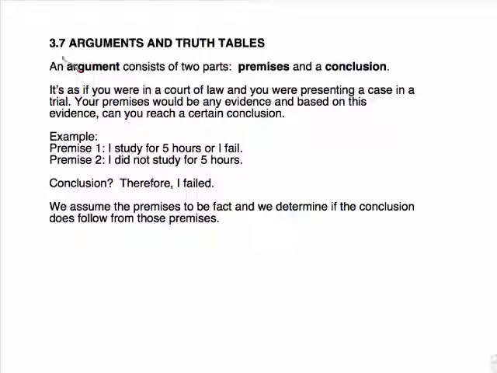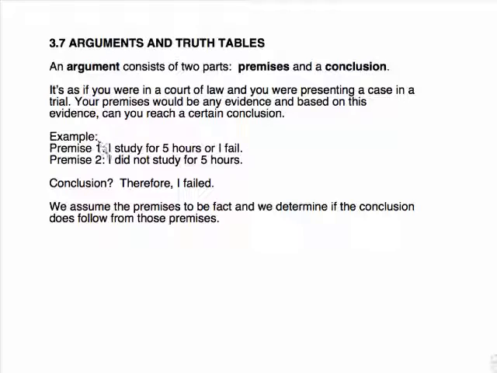This video is on section 3.7, Arguments and Truth Tables. An argument consists of two parts, some premises and a conclusion. It's as if you were in a court of law and you were presenting a case at a trial. Your premises would be any evidence that you produce, and based on this evidence, can you reach a certain conclusion?